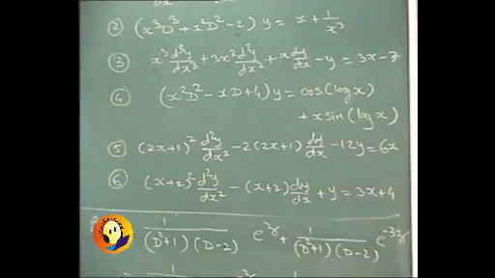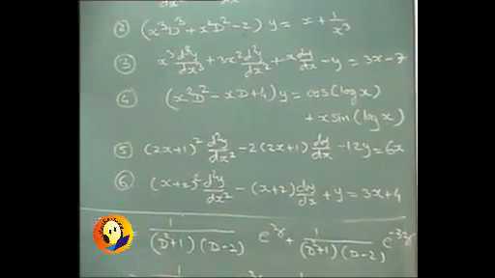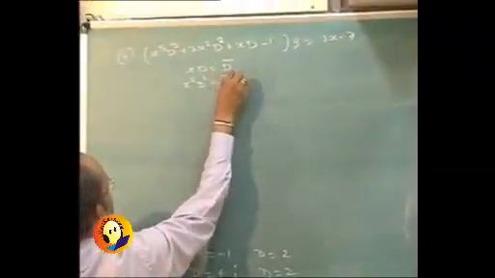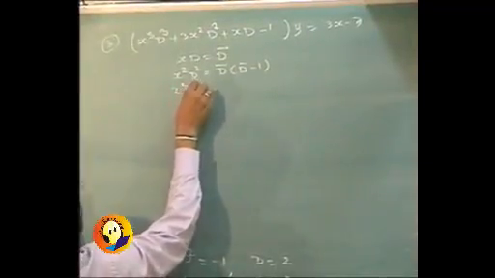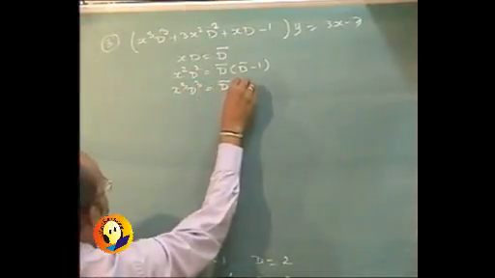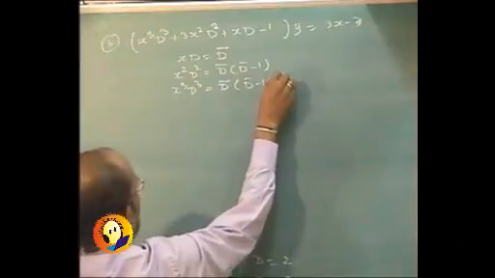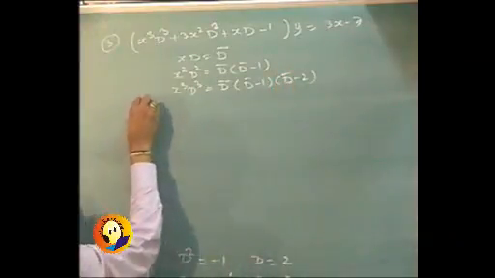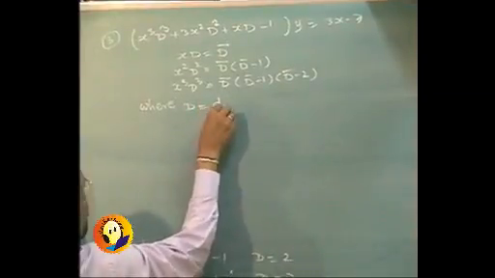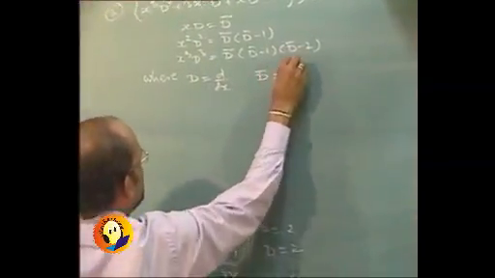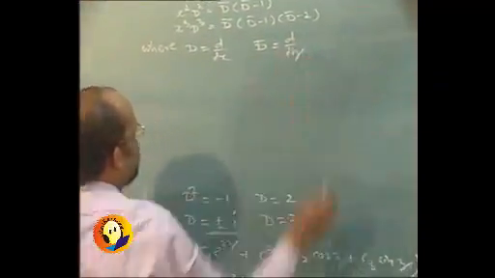Substitution is obvious. xD equal to D bar, x square D square is D bar into D bar minus 1, and x cube D cube is D bar into D bar minus 1 into D bar minus 2, where capital D is d by dx, whereas capital D bar is d by dz.